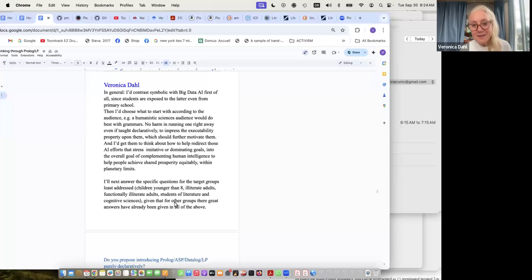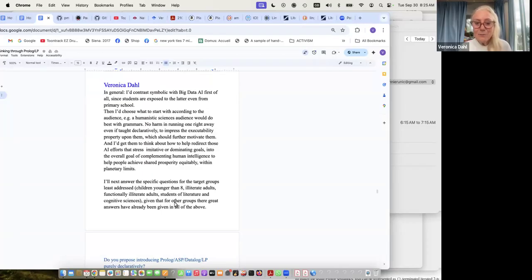For instance, a humanistic sciences audience would do best, I think, with grammars and language, because language is something they know. They get the knowledge for free. And grammars, they get that at school, but it's necessary. So there is no harm in running a grammar right away, even if taught declaratively, to impress the executability property upon students. And this should further motivate them to see that there are the two right away.